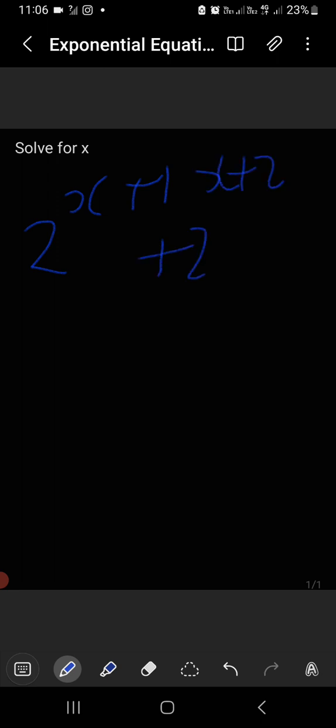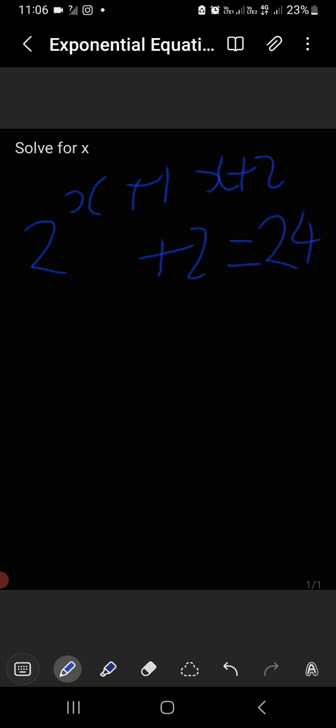Remember, when the bases are the same, we drop the bases and equate the exponents, meaning that x now will become 3. So that's our solution. Okay, so let's look at the second example, which will be our last example in this video. Consider you are given 2 to the power of x plus 1 plus 2 to the power of x plus 2, which equals 24.